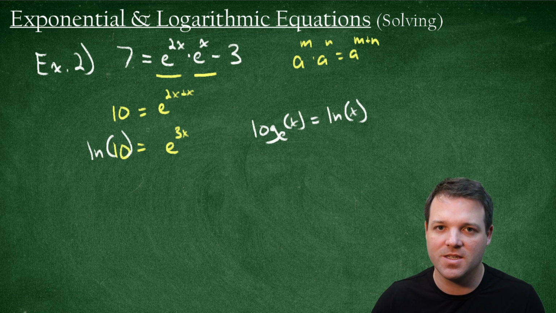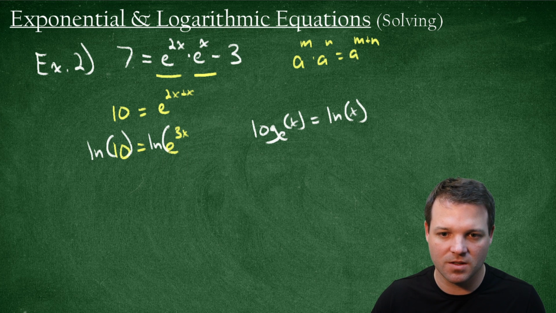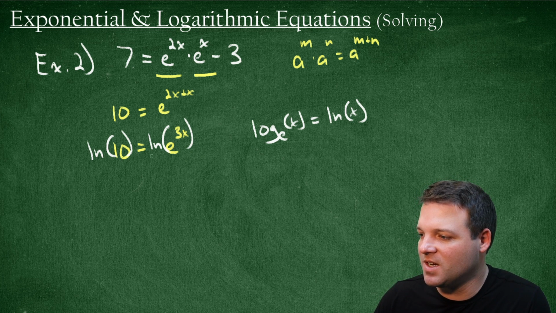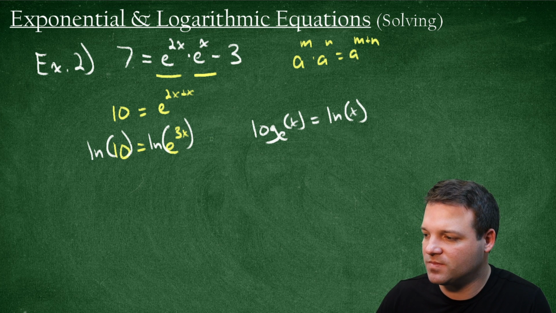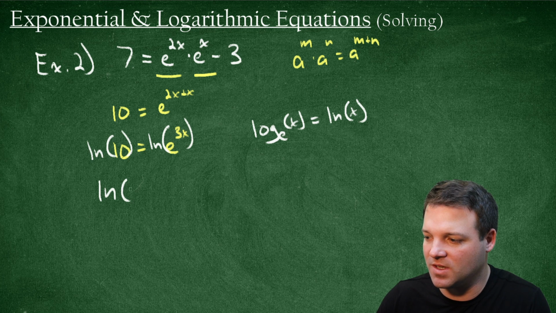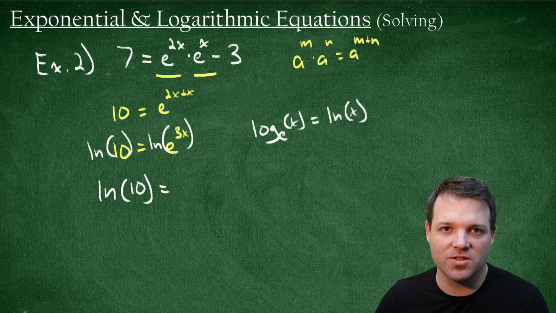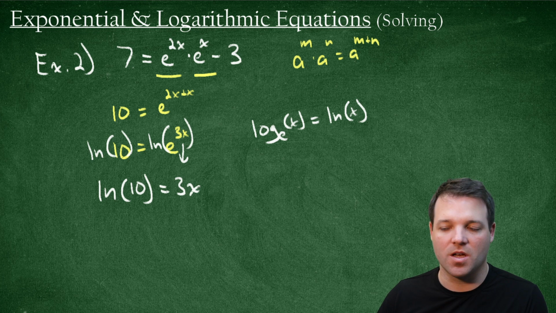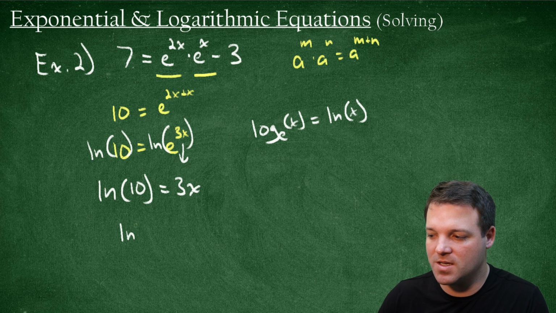So I'm going to take log base e, or the natural log of both sides. It doesn't really line up, but that's okay. So on the left-hand side, I'm just left with ln of 10. Now on the right-hand side, the natural log of e cancels out, just leaving us with the 3x. And now in order to solve for x, I'm going to divide both sides by 3. So that is the natural log of 10 divided by 3 is equal to x.